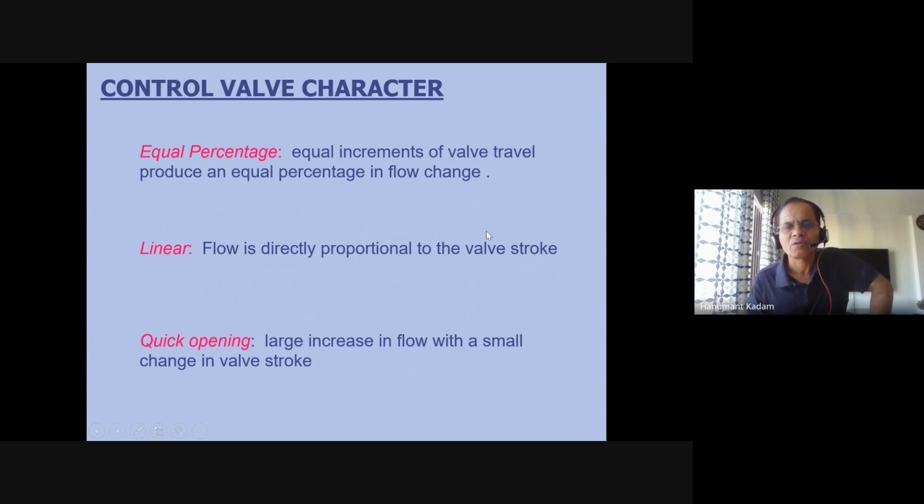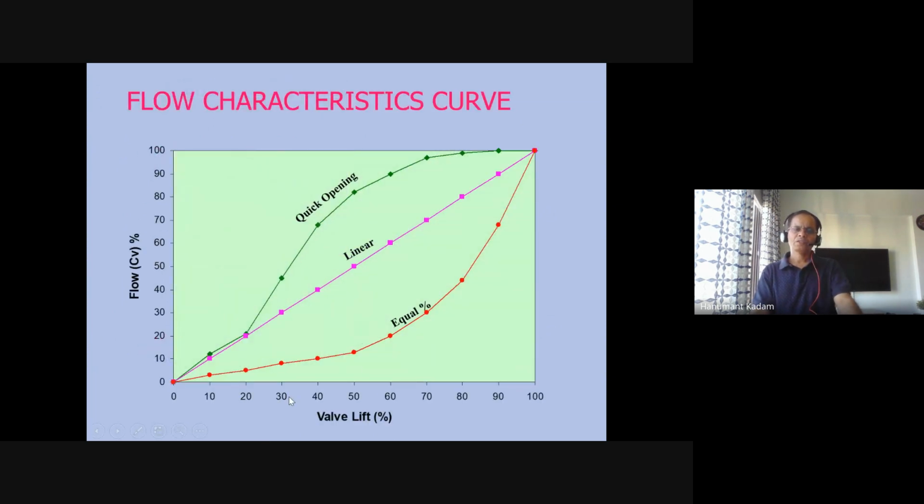Most of the industrial valves are in the linear category. Linear, this one. So you can see the flow characteristics here: valve lift in percentage, and flow coefficient. This is linear. With a small valve lift, you get maximum flow here. So this is quick opening, and this you can see is the equal percentage. This is a flow characteristic curve.